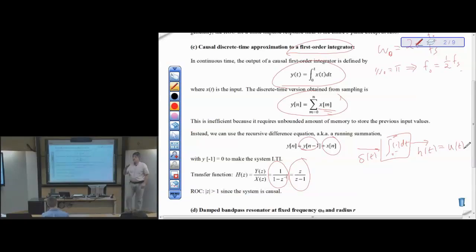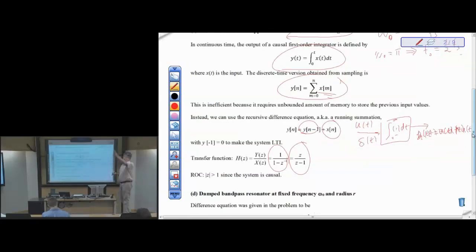Discrete time? Go ahead, Danny. I just wanted to know, what could be an example of some bounded input that would give an unbounded output? Oh, very good question. So hold that thought, let me finish the discrete time. Actually, we can do it right here. So we'll do it right here in continuous time. If I put in a step function, the output is a step convolved with a step, which is a ramp. Right?